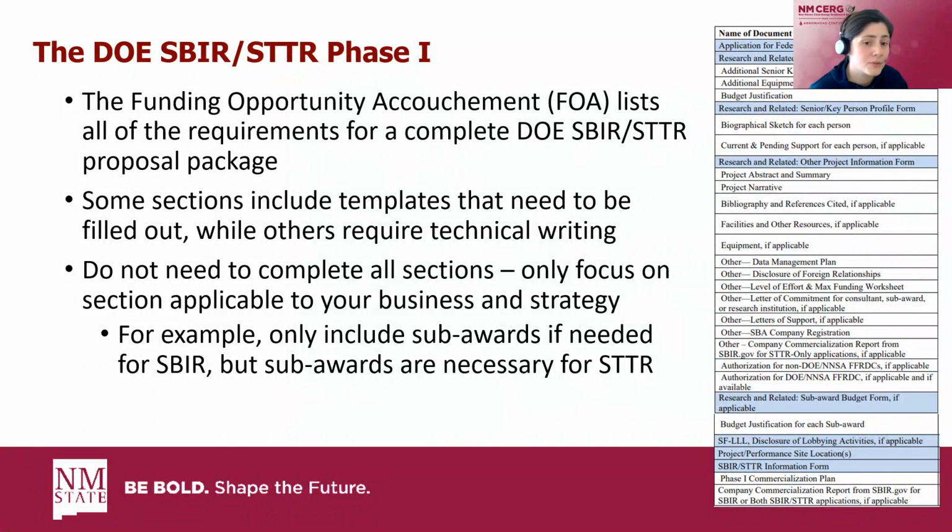And remember, you don't need to complete all of the sections, only focus on the sections that are applicable to your business and your strategy. For example, you don't need to have subawardee documentation if you don't have a subaward. They are necessary for STTR, so STTR proposal packages will include those. But if your business decides for your phase 1 traditional SBIR that you need a subaward, then you might need that documentation. But it is not required for everyone. It really is dependent on what your business strategy is. The LOI is included as a requirement, but if we're here at this webinar today, we've already completed the LOI requirement.